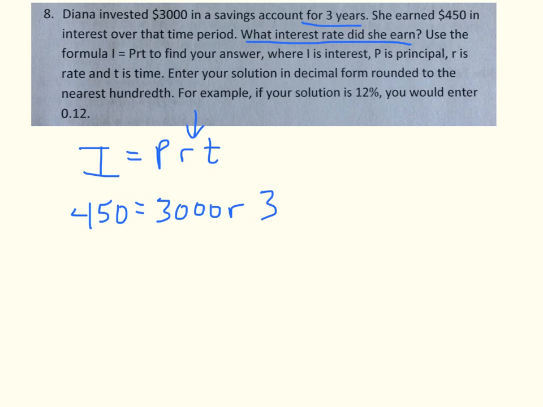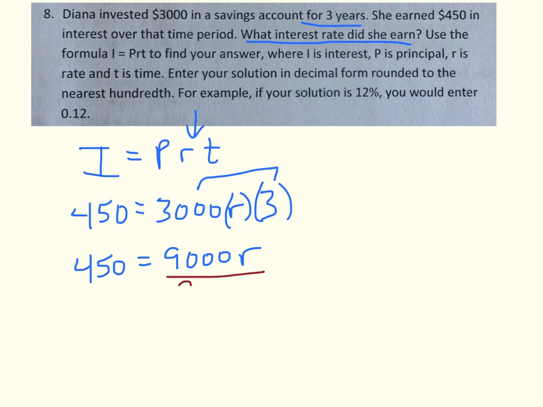Remember, these are all multiplication. So the 3,000 times the R times the 3. So we're going to go ahead and multiply these two because they're on the same side, and I get 450 is equal to 9,000 times the rate. We want to isolate the R, so we're going to divide both sides by 9,000.